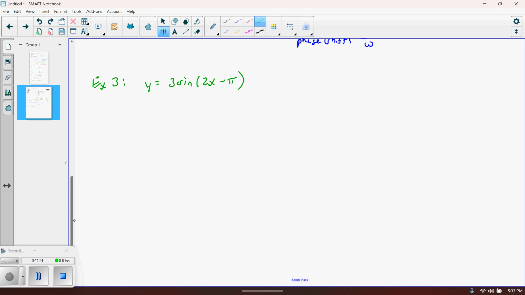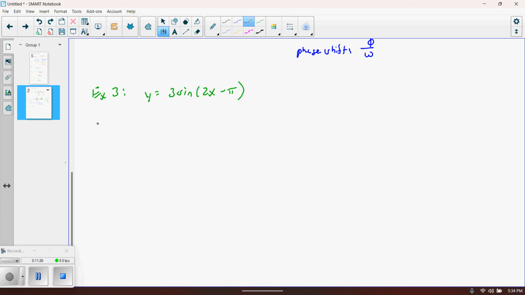So let's see what we've got. We know we have an amplitude of 3. So from the midline, we're going to go up and down 3. We know that we need to find the period, which will be 2 pi divided by omega, which is 2. So the period here is pi.